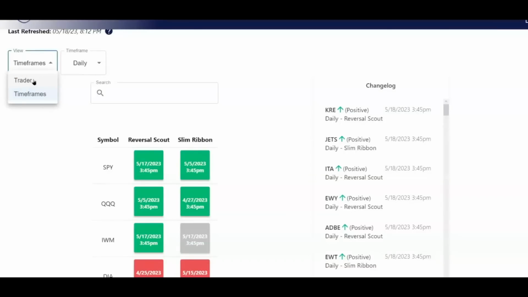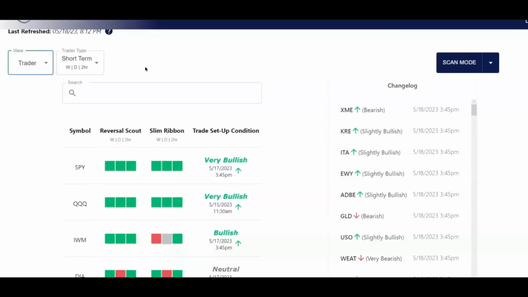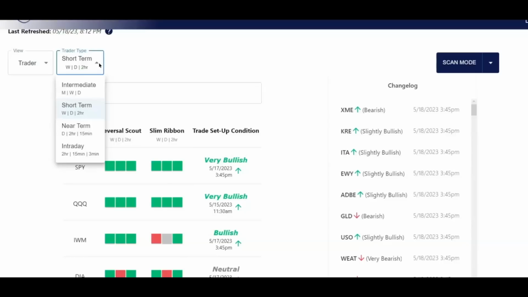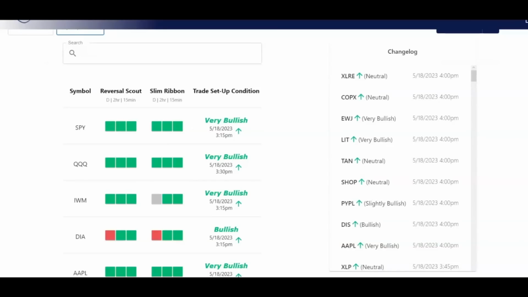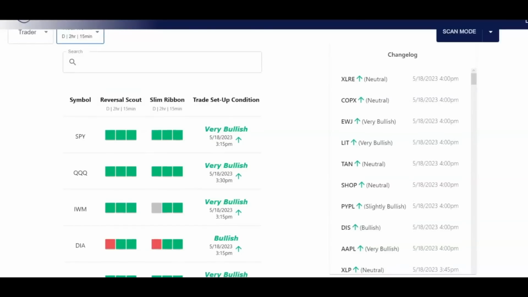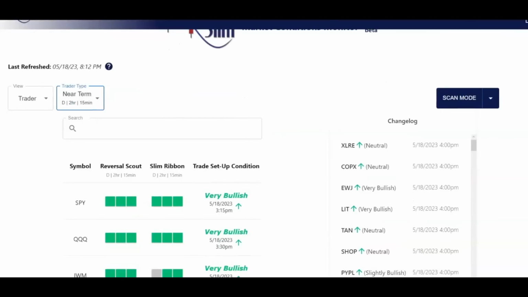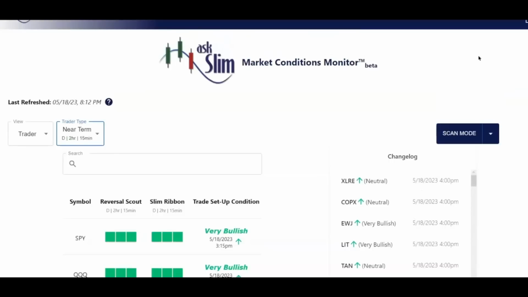Again, I'm going to go back to the trader version right over here, and then you can just pick the style of trader that you are. If you happen to be a very short-term swing trader, you're going to use the near-term information, and you can see in here that on a near term, the stock market was bullish and very bullish throughout the near term, which would be just several days type swing trade that you might be doing. So this is a good example of how to really use this market condition monitor and really have a great sense for the condition of the market.